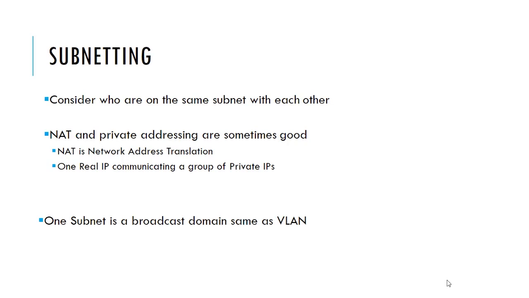Consider NATing, network address translation, and using private addressing. Remember that each IP address starting with the number 10, for example, is a private IP address. It cannot be published to the internet with its value. It needs some form of network address translation that uses one real IP to communicate a group of private IP addresses to the internet. This form of communication using network address translation is more secure than exposing all of the IP addresses of your network to the internet.